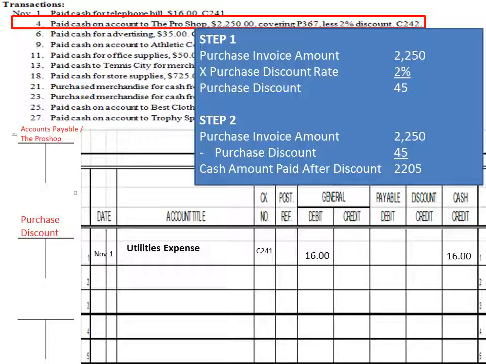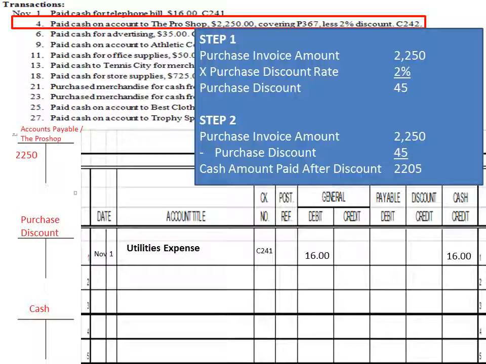A contra account is going to have a normal balance opposite of their partner account. So in this case, it'll have a credit normal balance. And then we're going to use cash, obviously, because this is our cash payments journal, and we are paying cash. So if we take a look at this, how much do we owe the Pro Shop? Well, we owe them $22.50.